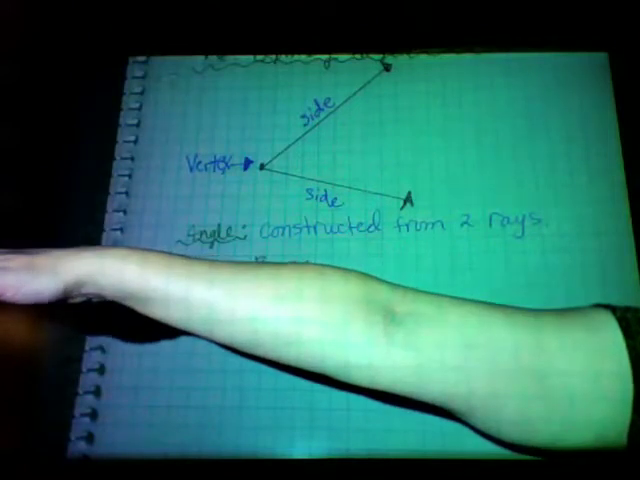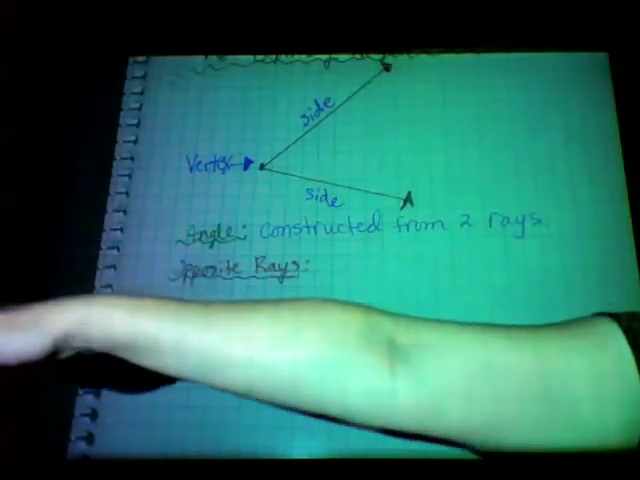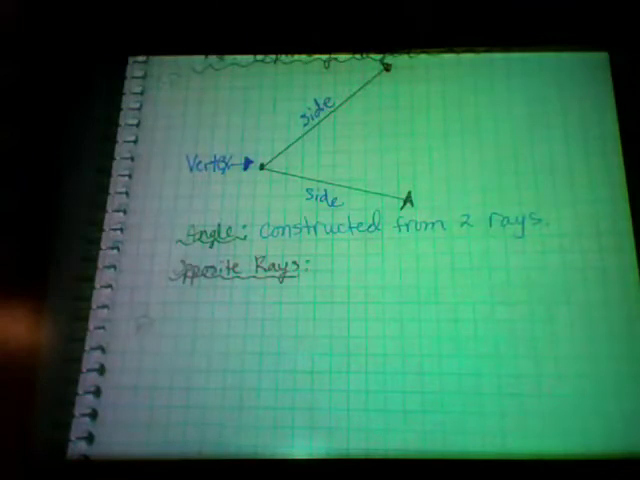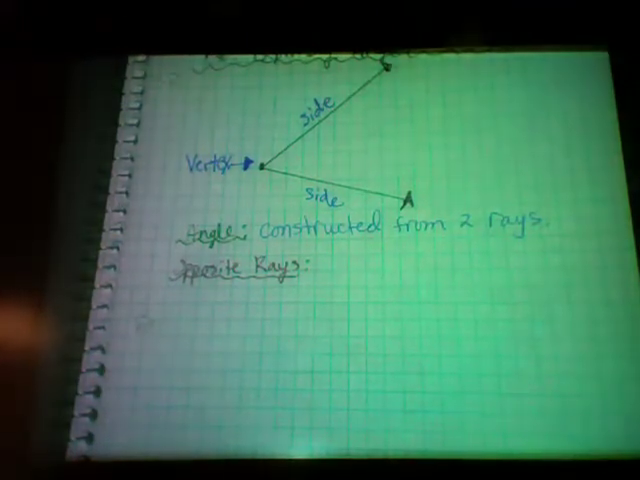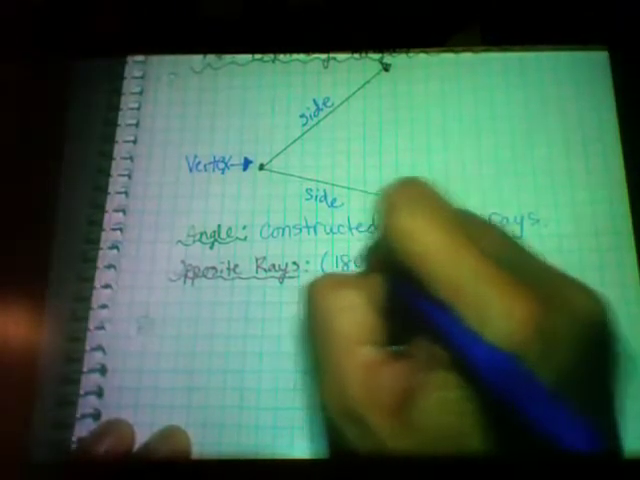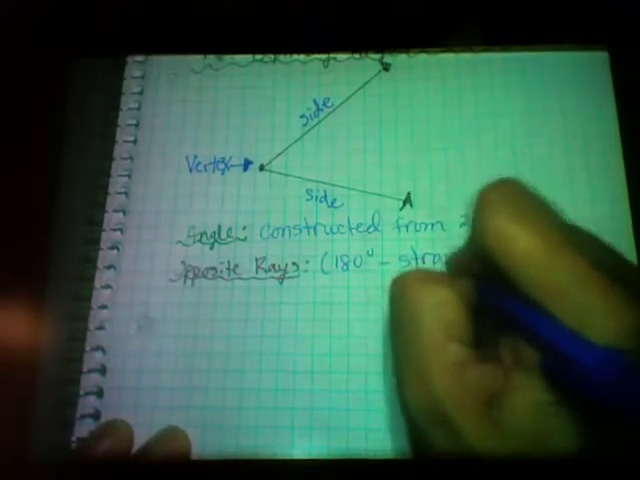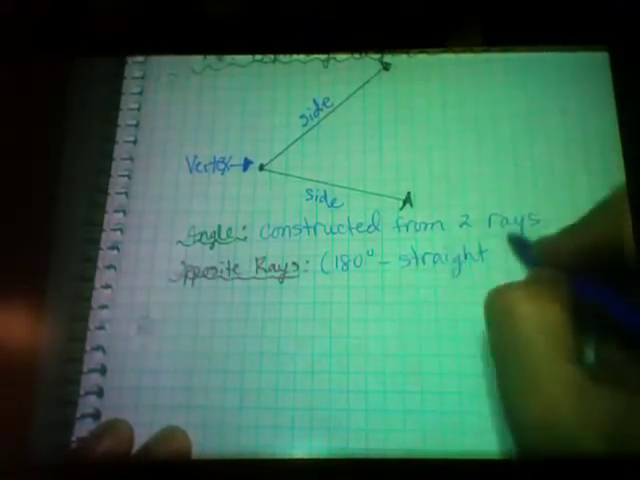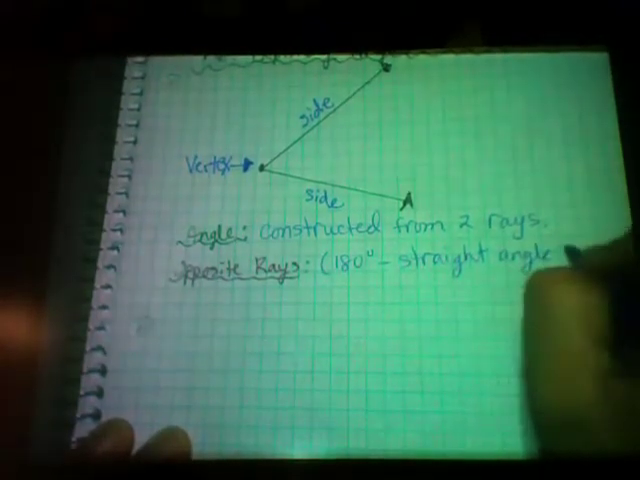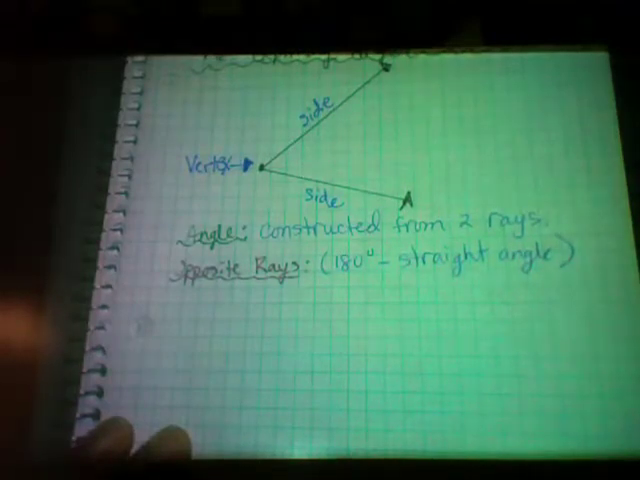What does that form? A straight line. What is the angle measure of a straight line? 180 degrees. So opposite rays are 180 degrees. They form what we call a straight angle. It still forms an angle because 180 degrees is still considered an angle. But we call it a straight angle.